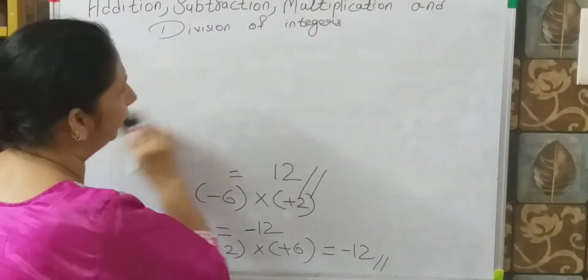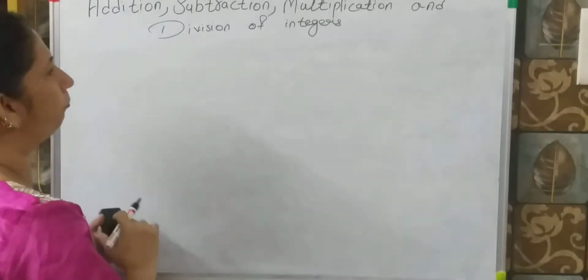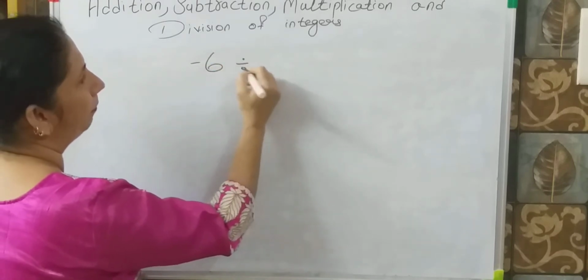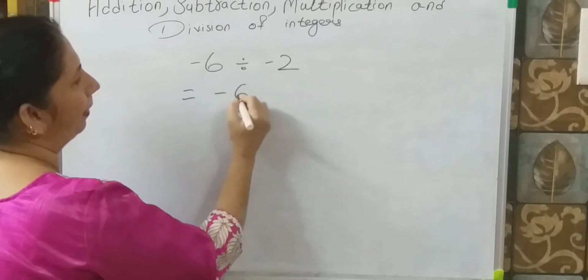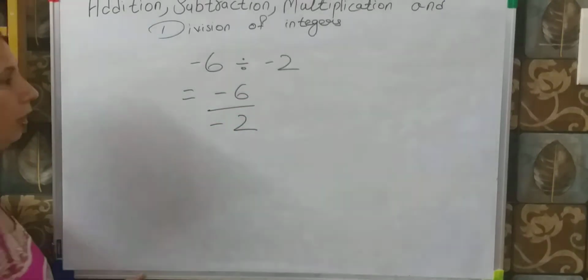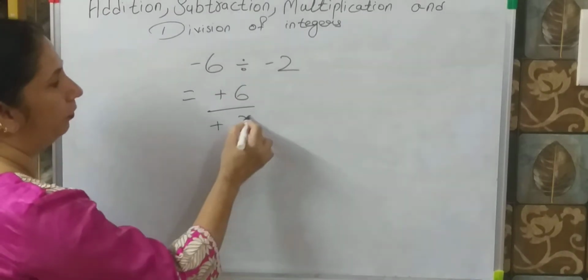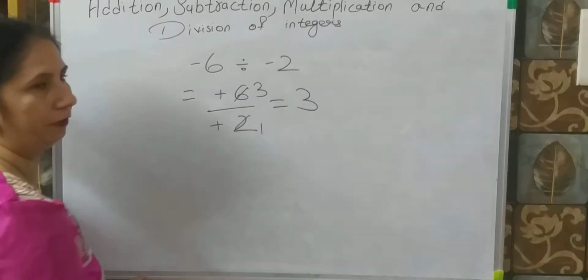Now the division of integers. In division also we follow the same rule. Minus 6 divided by minus 2. So minus 6 divided by minus 2, you can write in this way also, in fraction form. Again in division also negative will become positive. 2 ones are 2, 2 threes are 6, we got the answer 3.